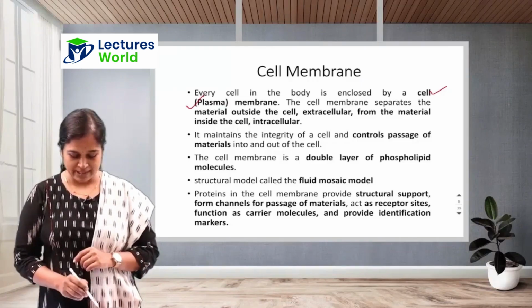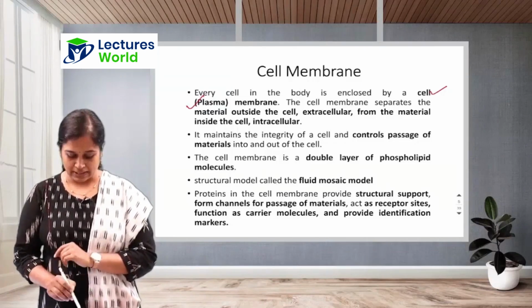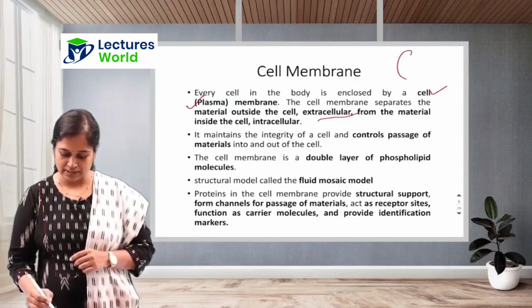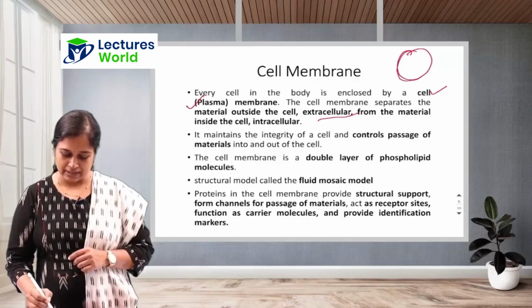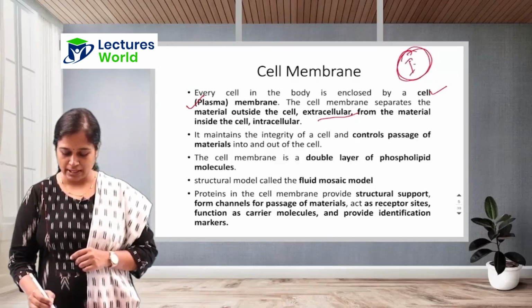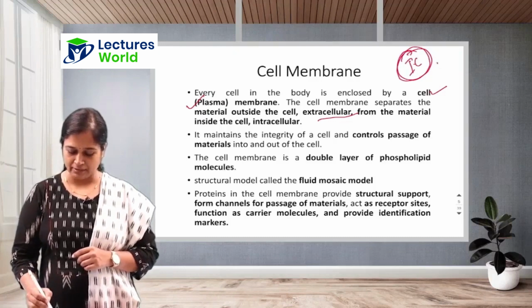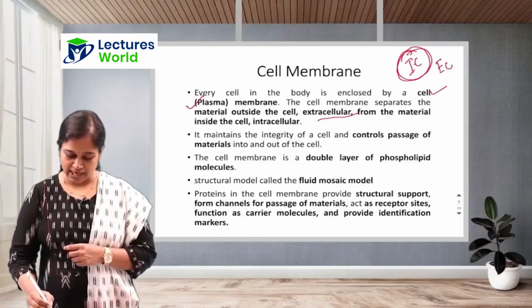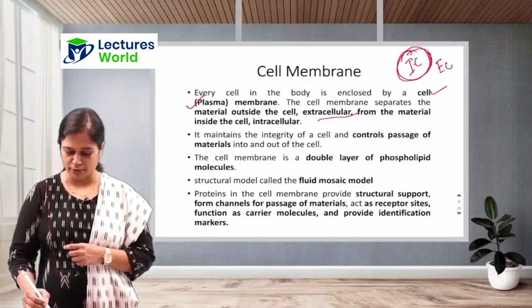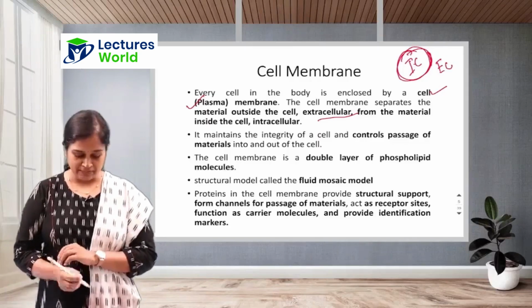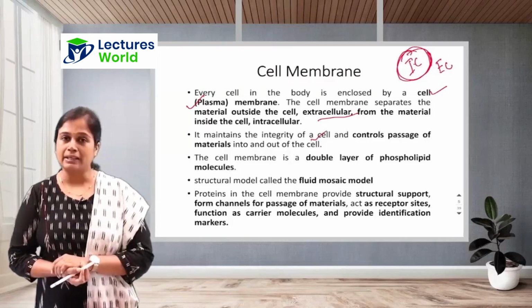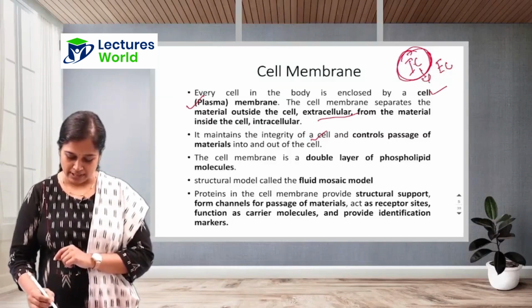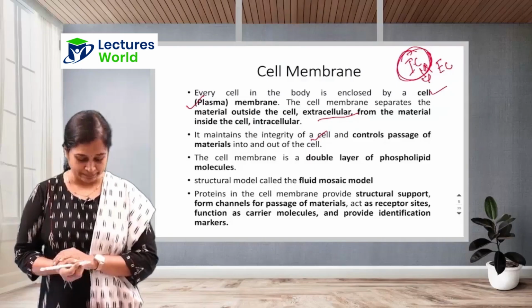The cell membrane separates the material outside the cell, that is extracellular, from the inside of the cell, that is intracellular. Suppose this is the cell. This internal environment is called intracellular, and the external environment, outside the cell, is called extracellular. So the cell membrane separates the intracellular from the extracellular, maintains the integrity of the cell, and controls the passage of material in and out. This is controlled by the cell membrane.